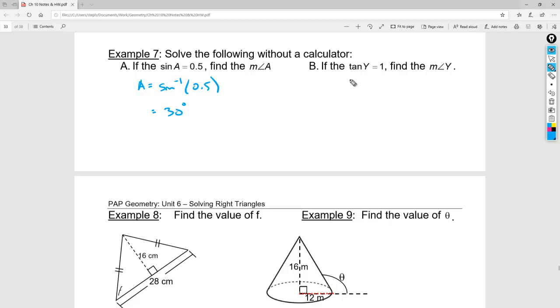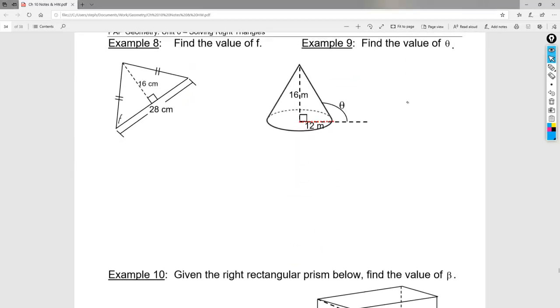Right, similar problem here. So tangent of y equals 1, find the measure of angle y. So remember, this is our easy one. So what I'm asking is for inverse tangent of 1, but really I'm asking, tangent of what angle equals 1? And I know that's going to be 45. And again, that's just from our previous notes.